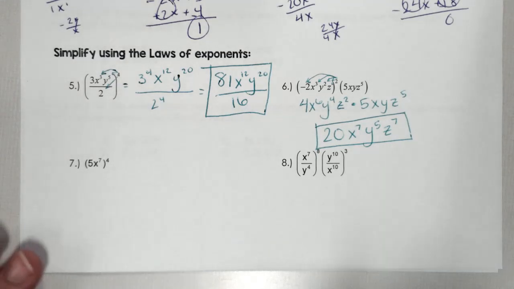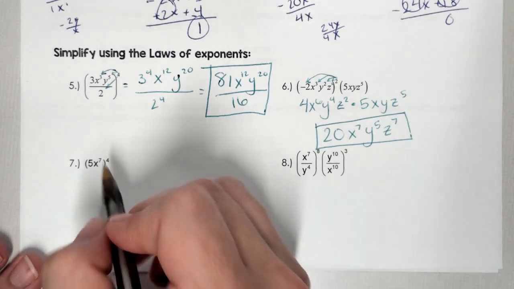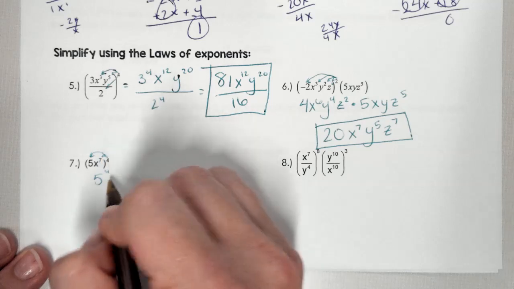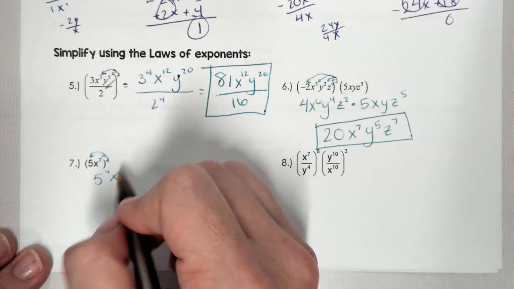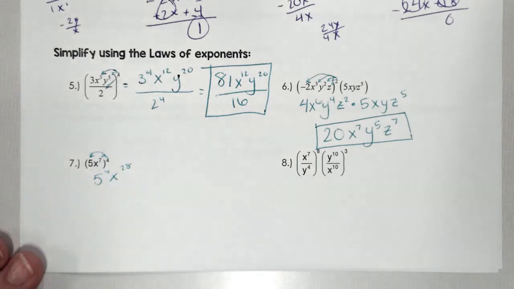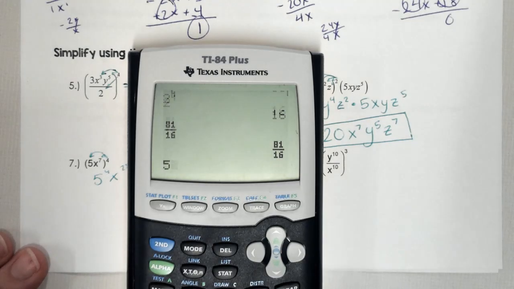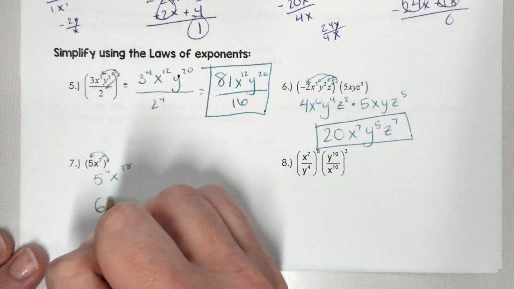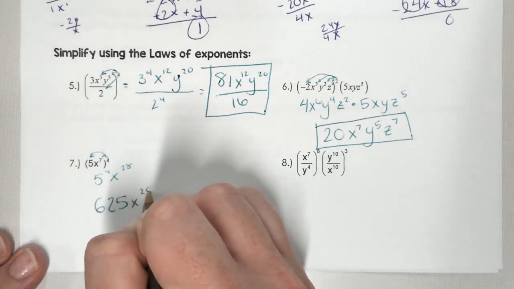Okay, next we have this one again, power to a power, so 5 to the fourth power. And then 7 times 4 is 28. Well, 5 to the fourth power is 625. So it's 625x to the 28th power.